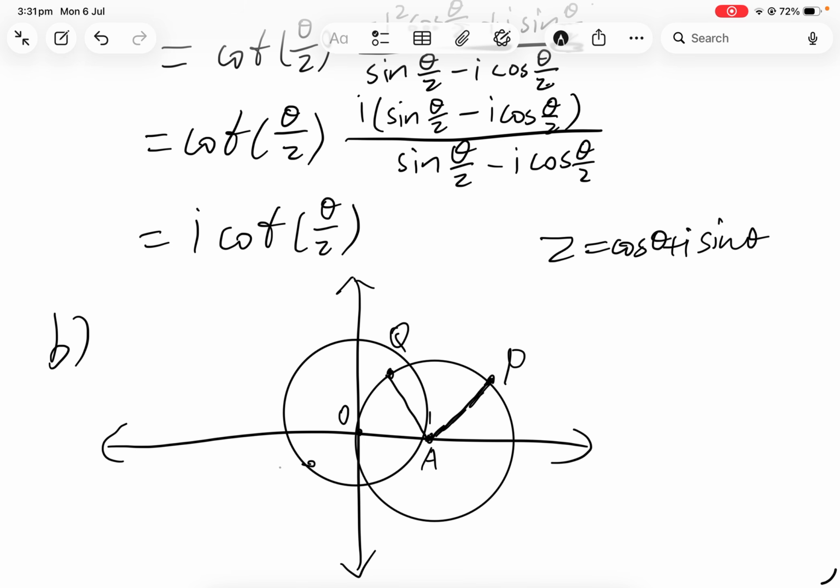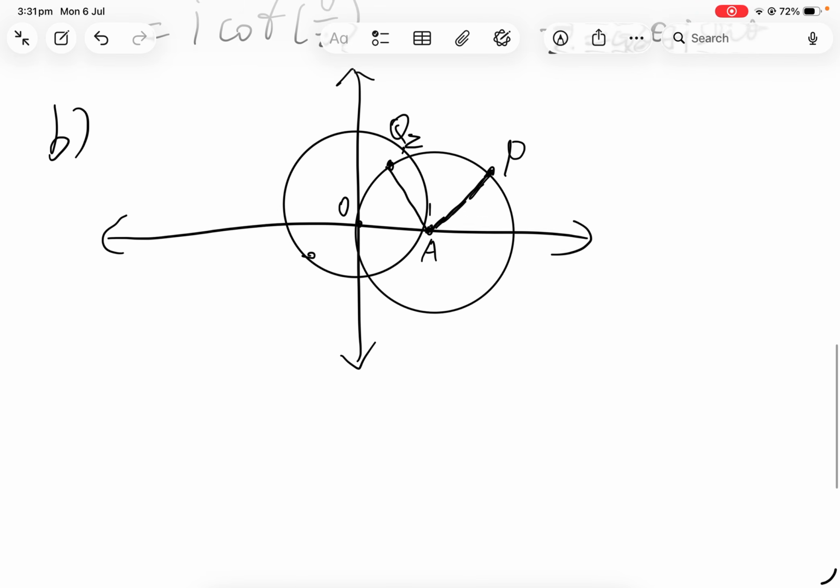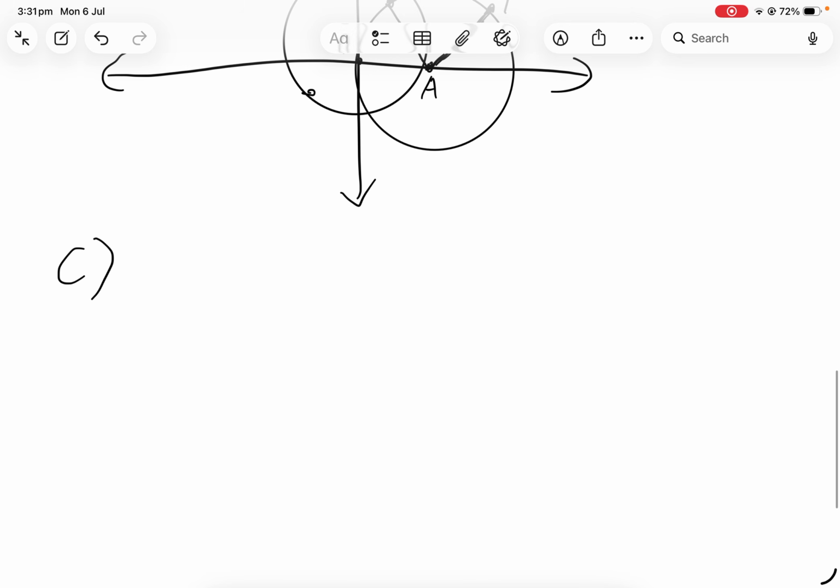You know what? Z is here. Actually, Z can't be there. Z is here. Okay. So now we finish part B. Part C says prove that the magnitude of POQ is pi on 2. Find in terms of theta the ratio. Okay, that's two parts of one question. I don't know why they did that.